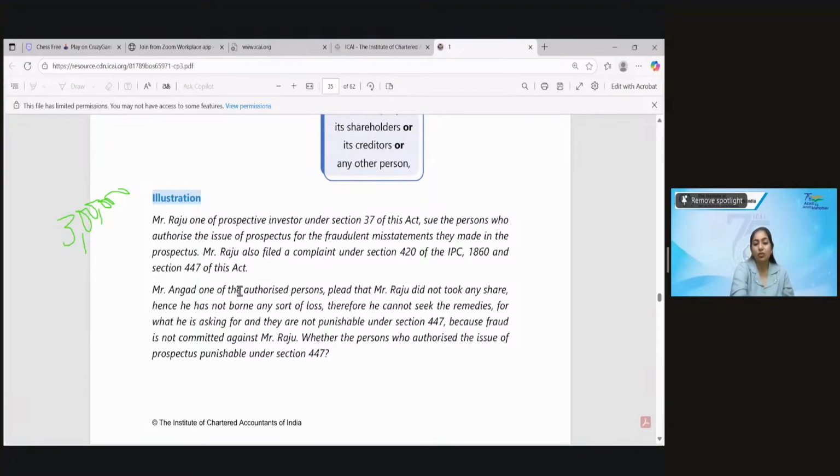Read this illustration and raise your hands for the answers. Everybody, I give you 2 minutes.